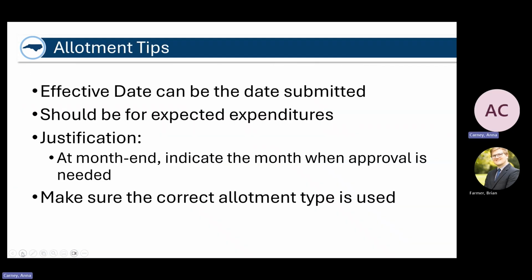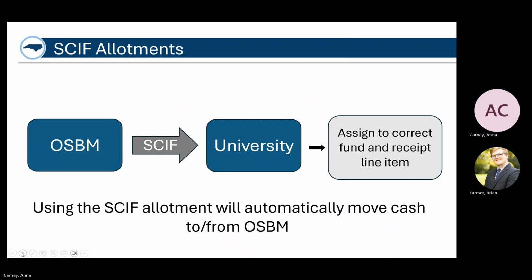Just a few tips for allotments. The effective date can just be the date that you're submitting it. It should only be for expected expenditures. In the justification section at the end of the month, it's helpful if you can indicate the month when that approval is needed so we don't mess up anything with closeout for the month. And then finally, just make sure the correct allotment type is used depending on what you're requesting.